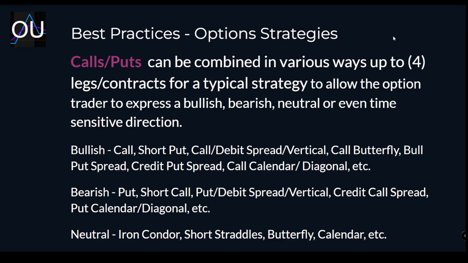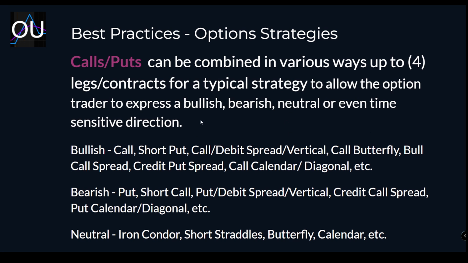So now let's review, since you've learned a little bit about calls, puts, buying puts, selling calls, selling puts, and owning stock and actually doing something called a covered call. Calls and puts can be combined in various ways, up to 4 contracts typically, to allow the option trader to express a bullish, bearish, neutral, or even time-sensitive direction. All right, so on the bullish side, you can obviously buy a call, you can short a put, you can buy a call spread. We also call those verticals.